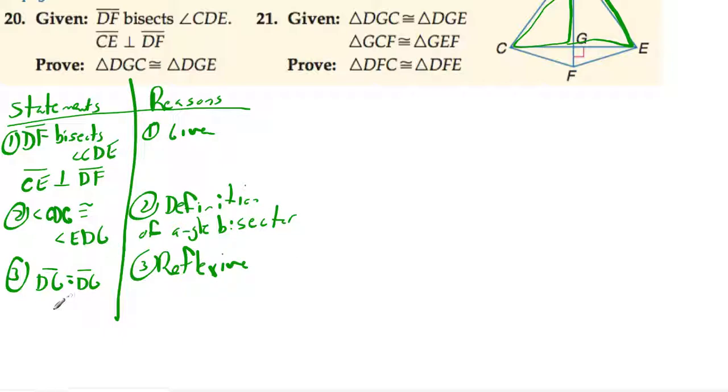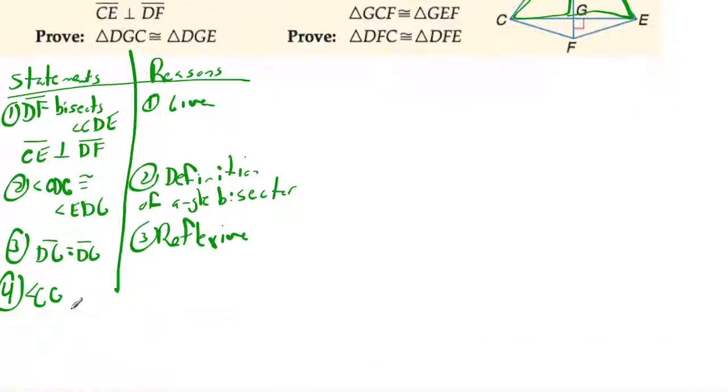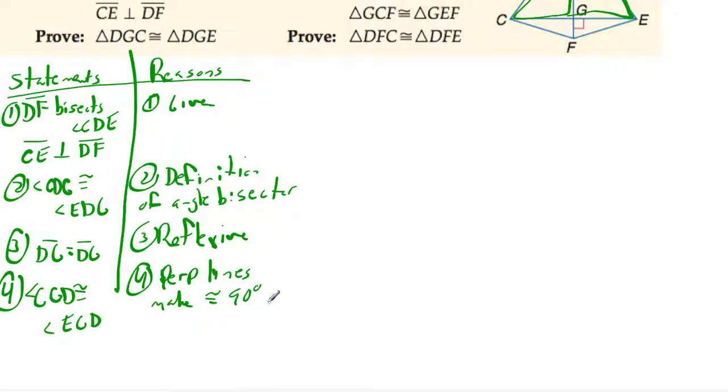And then we can also say, I'm going to combine 2 steps into one here. So I'm going to say angle CGD is congruent to angle EGD, and that's because perpendicular lines, congruent 90-degree angles. And so then we have what we want to prove.